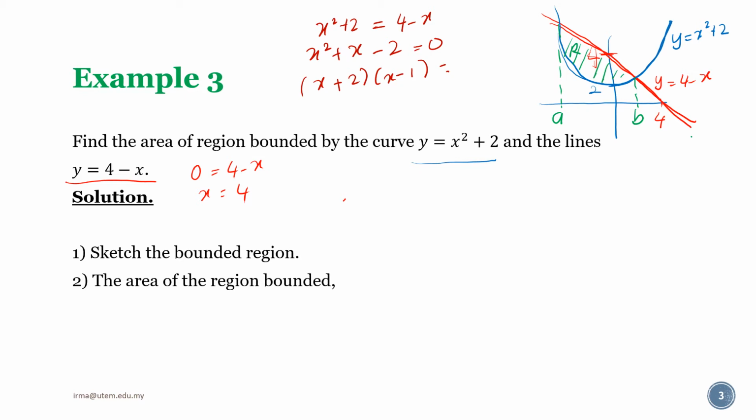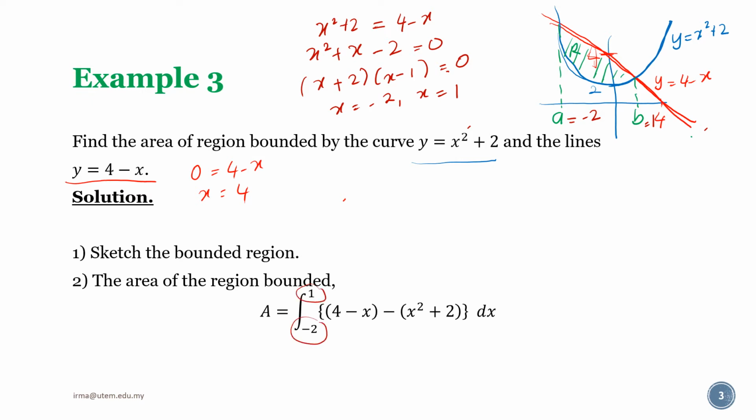So this one, right? Okay, so you have x equal to negative 2 and x equal to 1. So negative 2 will be the A value and 1 will be the B value, right? So that one is the limits of integration. Okay, so now the limits of integration is from negative 2 to 1, because we have over here.